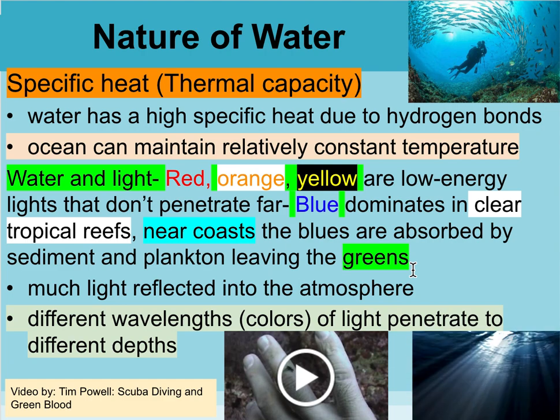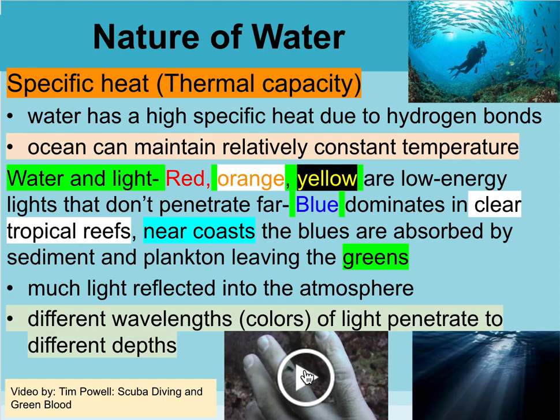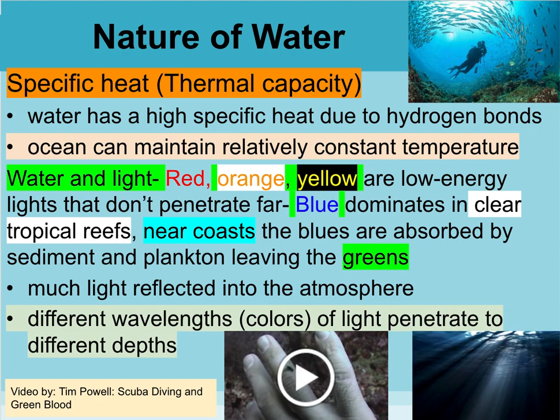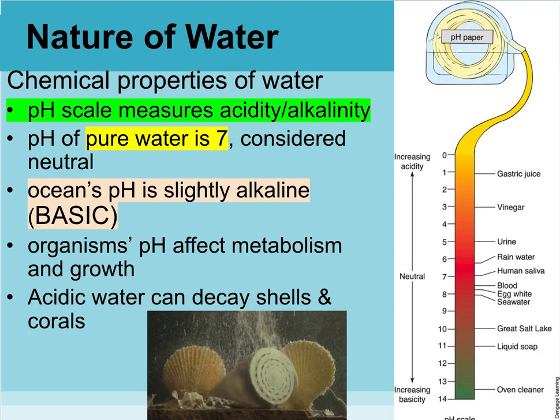I did not have a camera, but I was able to find a video from YouTube that shows another diver who slightly cut his finger, not nearly as dramatic of a cut, but it's by Tim Powell, Scuba Diving and Green Blood. And you can see what that looks like. The blood looks green. It's not faked, because the red, orange, and yellow stop so high in the water column that it appears green.